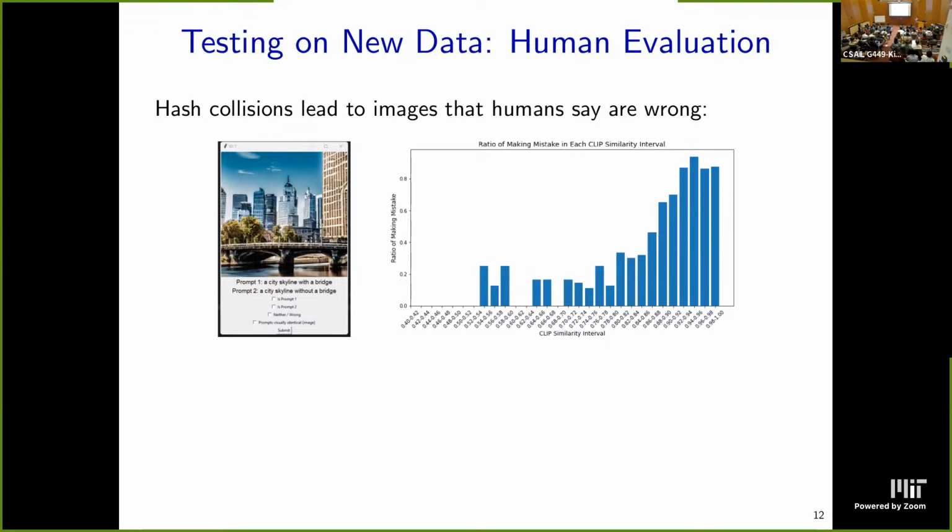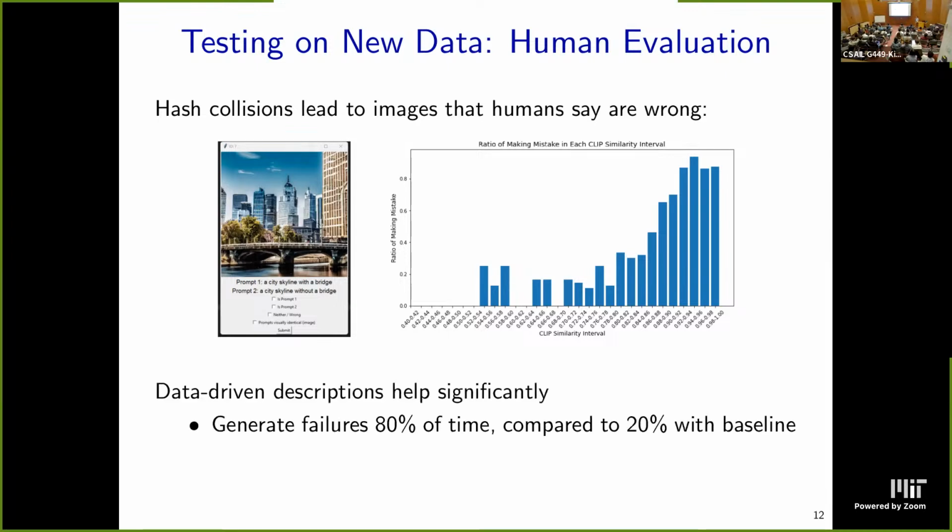If we look at the resulting error rate, I've plotted it as a function of the CLIP similarity. Everything in here we would think of as a hash collision. Here, a partial hash collision. And here, not really a collision at all. Above a CLIP similarity of 0.9, you pretty consistently get failures in these downstream systems. As a summary statistic, about 80% of the time you get a downstream failure.